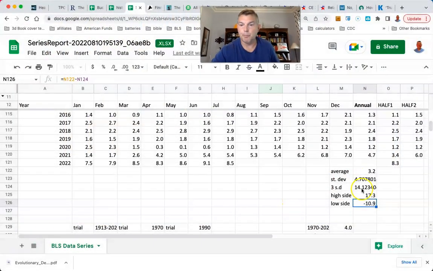In fact, it's very interesting. If we look, we actually went into the 4th standard deviation in terms of high inflation. We had an 18% inflation in 1918. So that's going back to 1914.